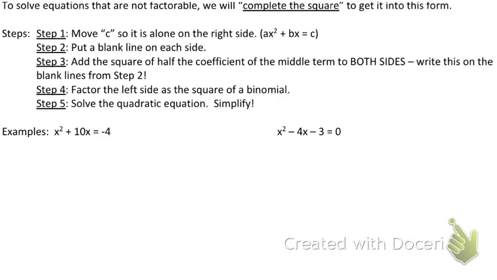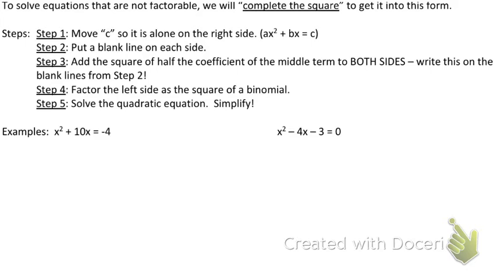So we're going to do this process called completing the square for this. It has 5 steps. The first step is to move the c term. Now, every quadratic has a c term. The c term is the one without any x's, right? Ax squared plus bx plus c. We want it to be alone on the right-hand side. We want it to be ax squared plus bx on the left equals just c on the right.